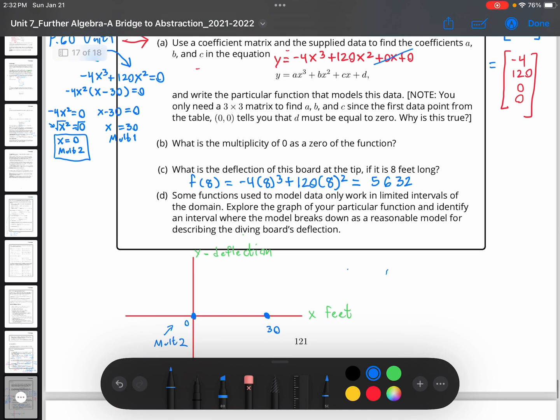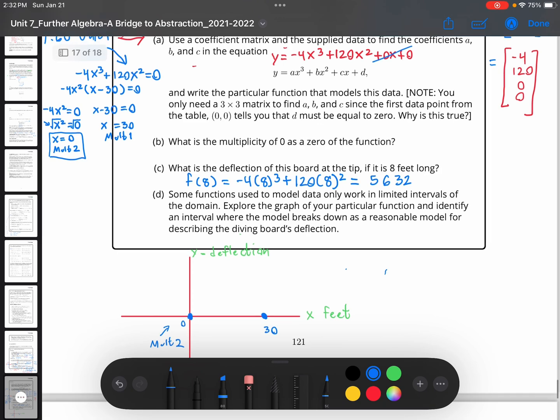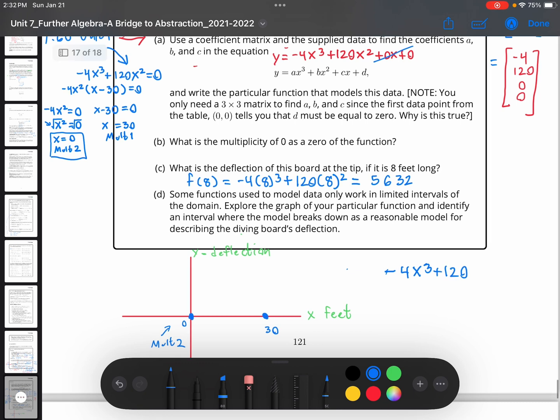All right, finally, on part D, it says some functions used to model data only work in limited intervals in the domain. Explore the graph for this particular function, identify the interval where the model breaks down as a reasonable model, and so on. Okay, so here's things you should know. You should know what this looks like on a graph, at least in general.